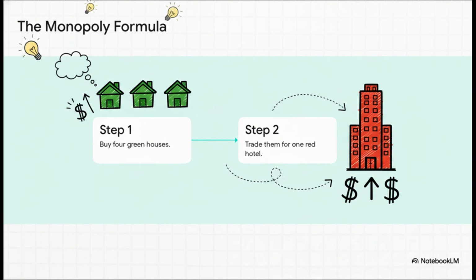And the author did this in the real world. He bought up small rental houses when the market was down, and then, when things got better, boom, he traded them for large apartment buildings. The cash flow from these real-life red hotels is what really created his financial freedom.